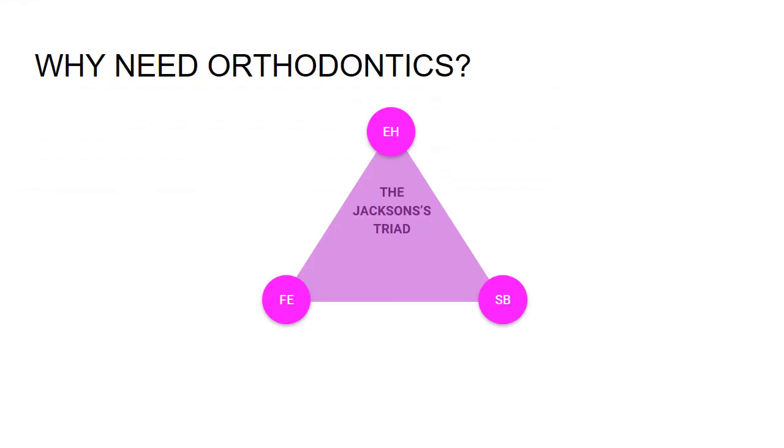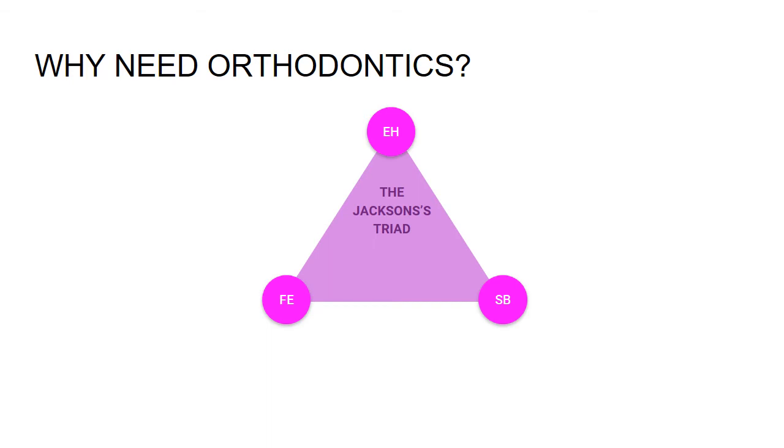So what's the rationale behind undergoing orthodontic treatment? What is the aim of orthodontic treatment? This can be best explained by the Jackson Triad. It consists of 3 units: AH, aesthetic harmony, FE, functional efficiency, and SB, structural balance. Let's discuss each in detail.